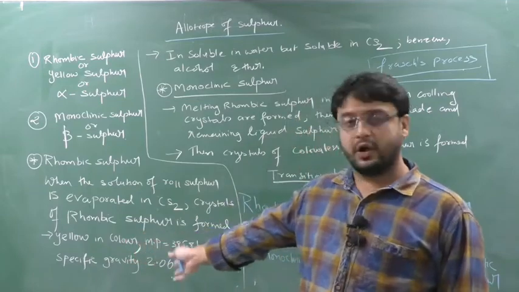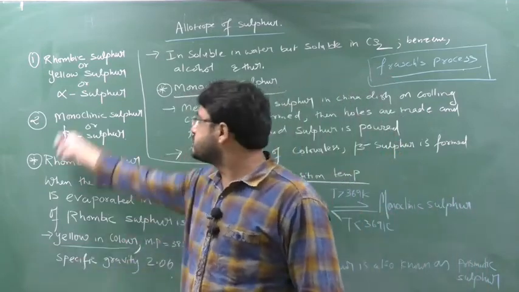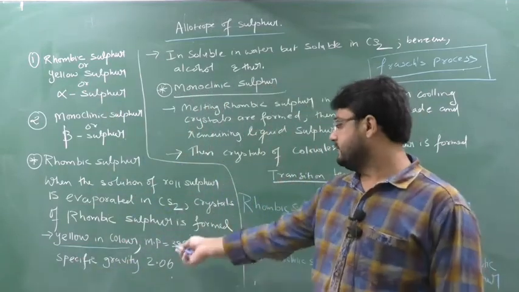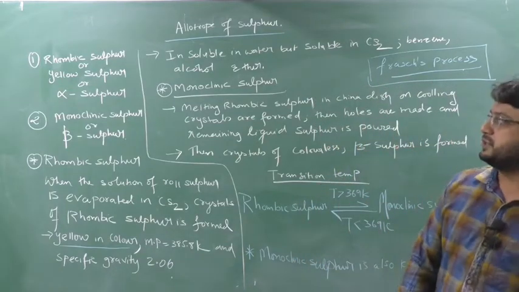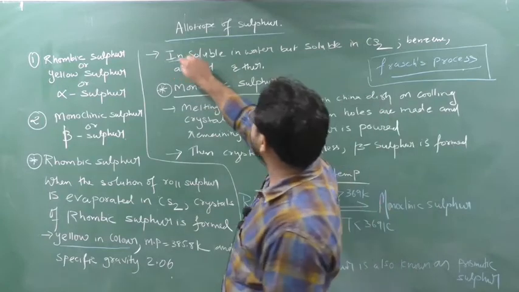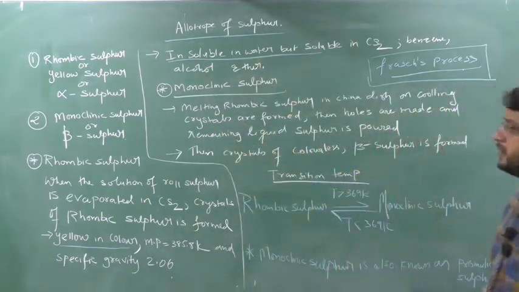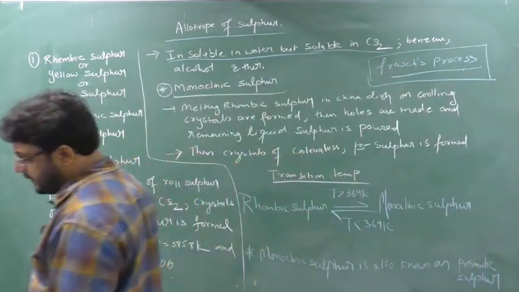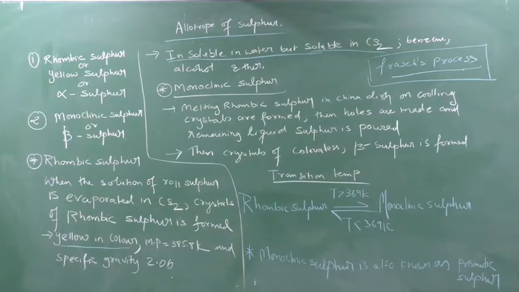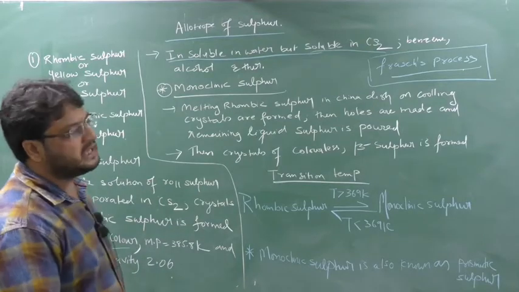It is yellow in color, so this is very important, that's why it is also known as yellow sulfur. Its melting point is 385.8 Kelvin and specific gravity is 2.06. It is insoluble in water. So this rhombic sulfur is insoluble in water but soluble in carbon disulfide, benzene, ether like a solution.